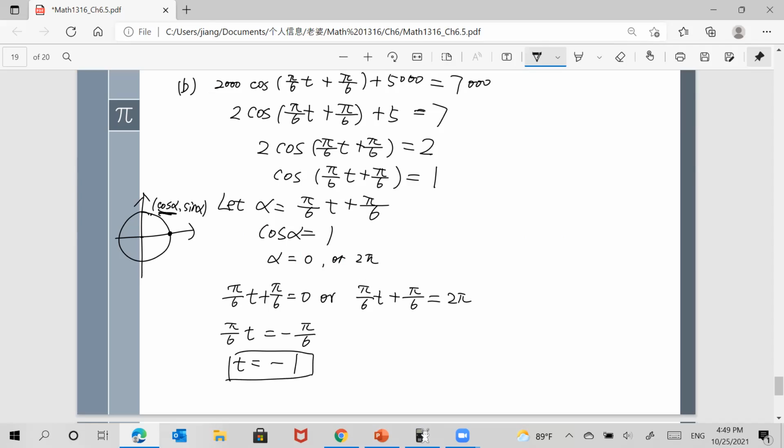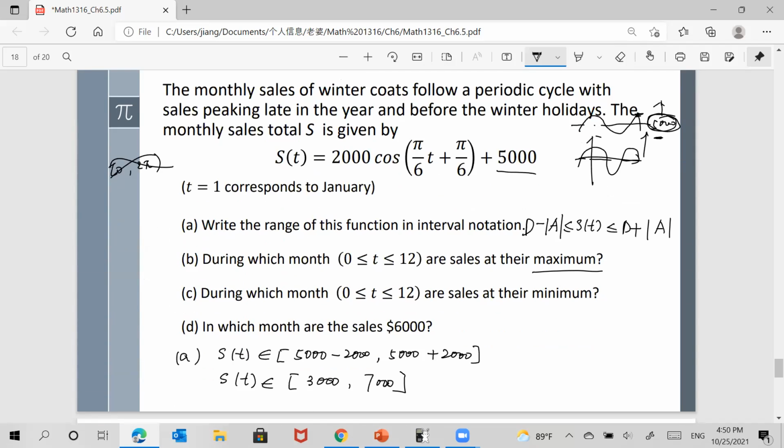How about this one? If I solve this, minus pi over 6 both sides. Pi over 6 t equals 2 pi minus pi over 6, which is 11 pi over 6. And then multiply by 6 and divide by pi, t equals 11. So I have two solutions. So go back to see the question: during which month t is between 0 and 12?